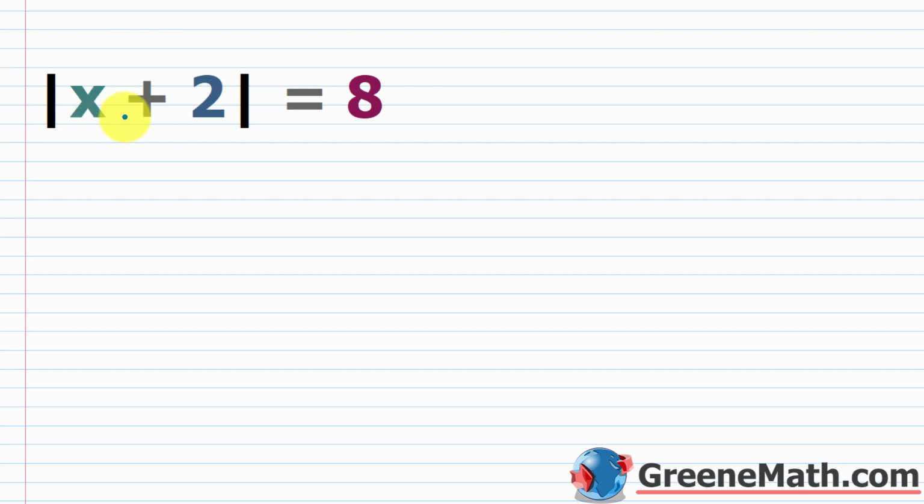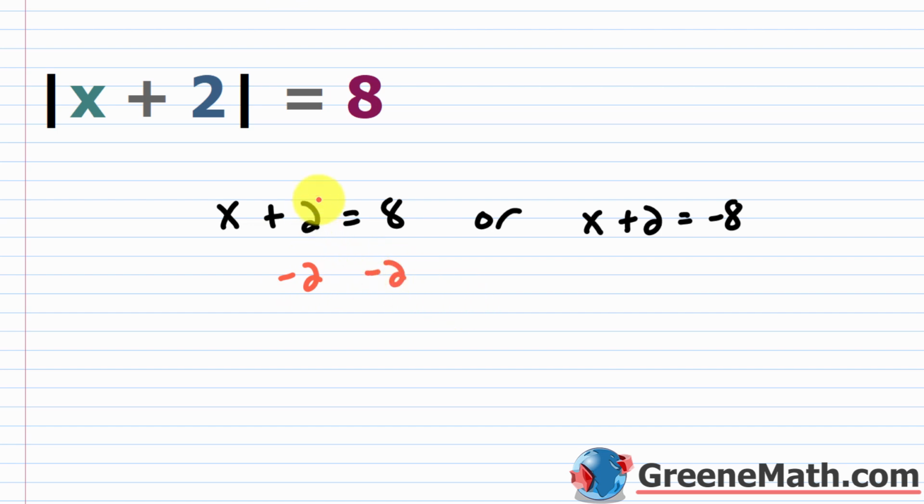So here we have the absolute value of x plus 2, and this is set equal to 8. So let's go ahead and say that we have x plus 2 is equal to 8, and then or we'll have x plus 2 is equal to negative 8. Again, we'll just solve these two equations. So I'll just subtract 2 away from each side of the equation here. That'll cancel. And what I'll have is that x is equal to positive 6.